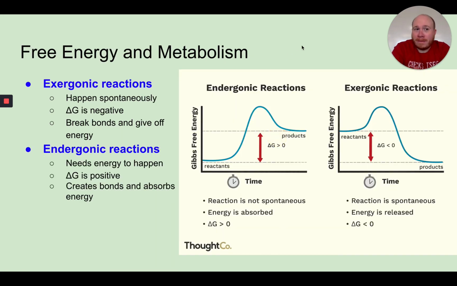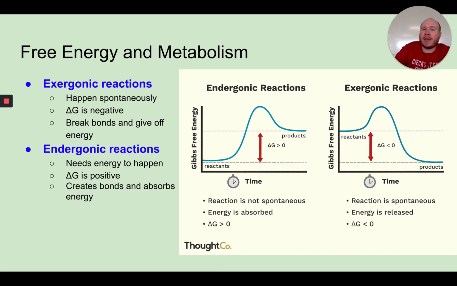So, free energy and metabolism. Exergonic reactions happen spontaneously. Their delta G is always negative, and they break bonds and give off energy. So when we see things breaking apart, they're generally exergonic reactions. Endergonic reactions need energy to take place. You have to put energy into them. And the delta G is positive, and so it creates bonds and absorbs energy.